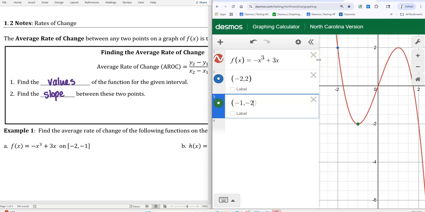So what we're looking at when we're looking at average rates of change is this: this is not a line right here between this point and this point, right? It's a curve, right?